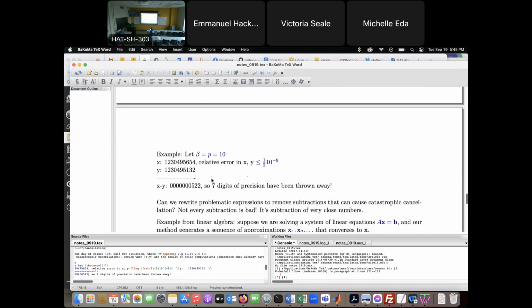Now, what can be done in some cases is maybe you can rewrite your formulas in such a way as to get rid of subtractions that have this problem. Just keep in mind, subtractions themselves are not always bad. It's when you're subtracting very close numbers that you want to avoid.